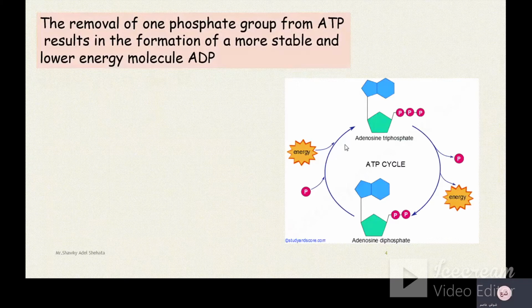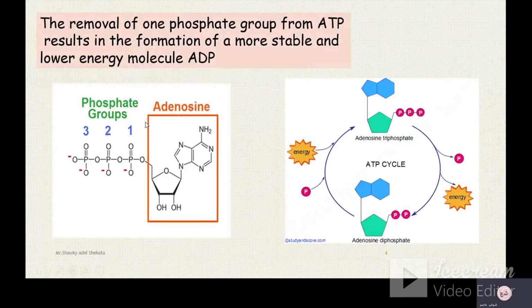Generally, the removal of one phosphate group from ATP results in the formation of a more stable and lower energy molecule of ADP. So as you see here, with 1, 2, 3. ADP is adenosine diphosphate, while ATP is adenosine triphosphate. Is one phosphate, the second one, and the third one.